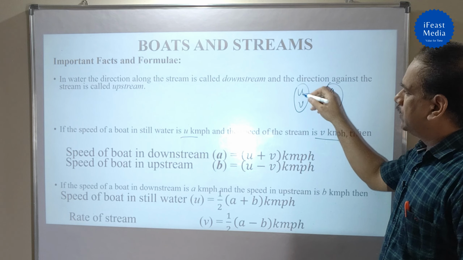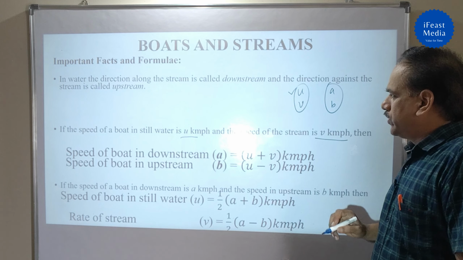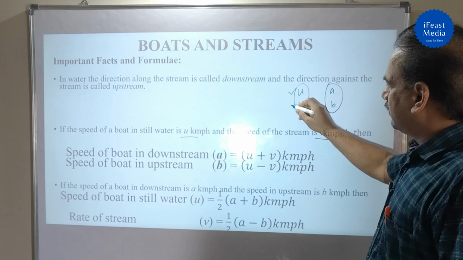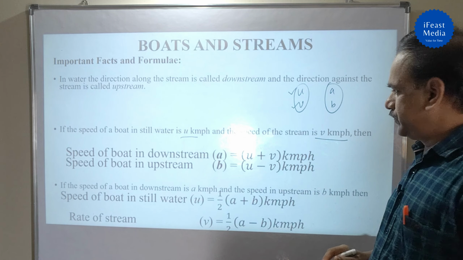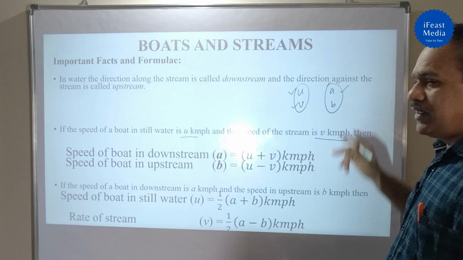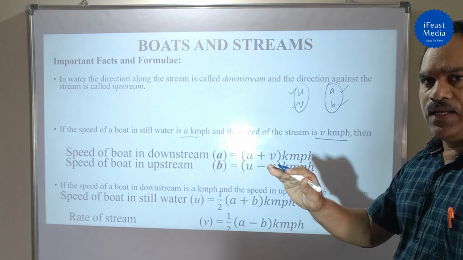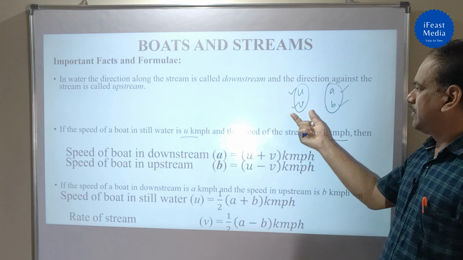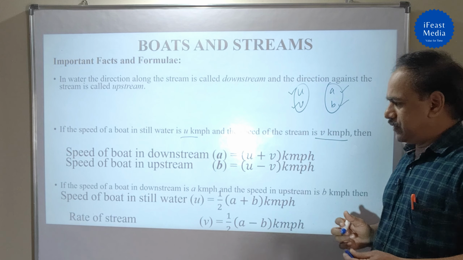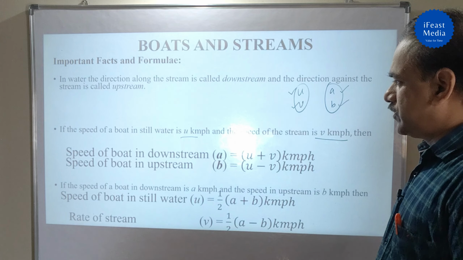What are U and V? U is the speed of the boat in still water. V is speed of the stream. A is speed of the boat in downstream. B is speed of the boat in upstream. So one pair is given, you can find the other pair. That is the main concept in boats and streams.